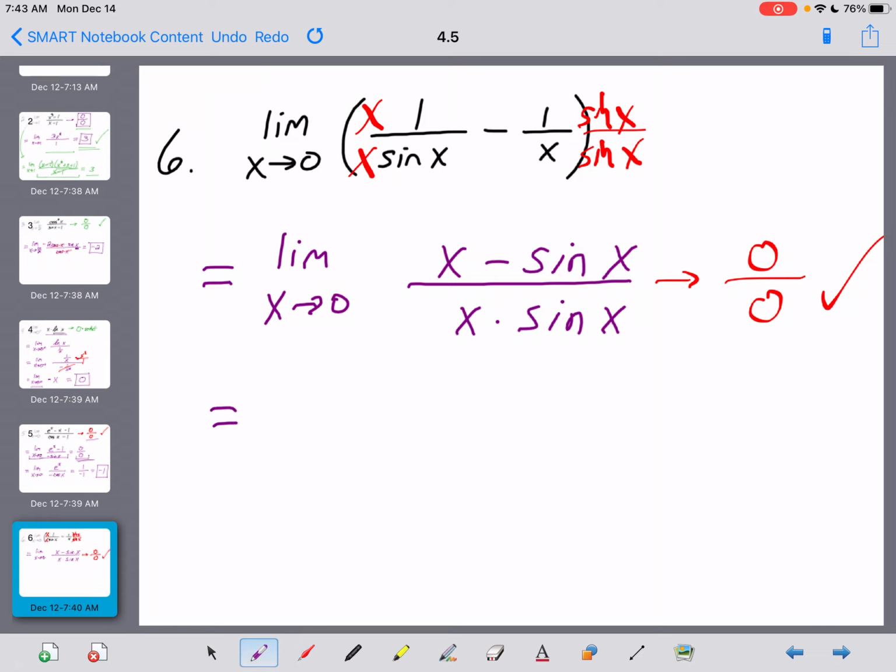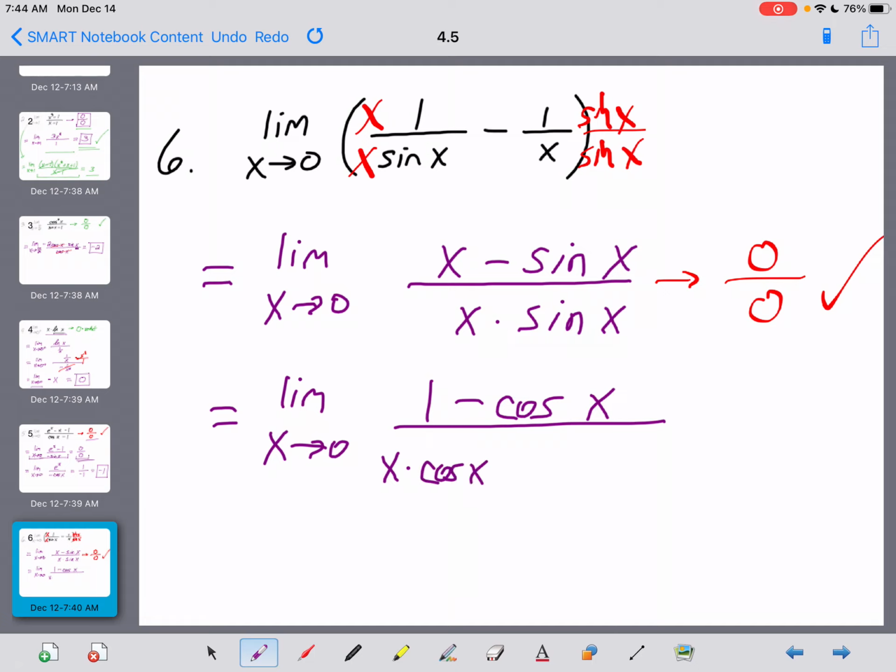Now that means that we can apply L'Hopital's rule to this expression. So the limit as x approaches 0 of, and here we go, derivative of x is 1, and the derivative of minus sine of x is minus cosine of x. Little bit more work is needed on the bottom. X times sine of x is a product. We need the product rule. First, which is x, times the derivative of the second factor, which is cosine of x, plus the second factor, sine of x, times the derivative of the first factor, which is just 1.